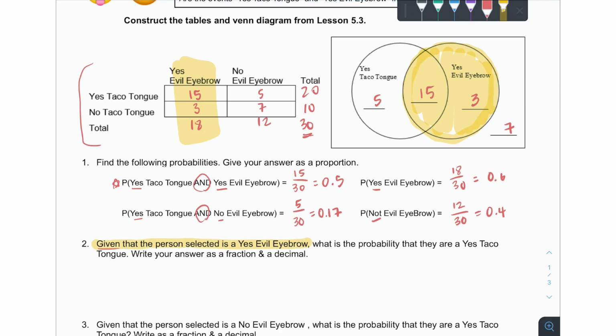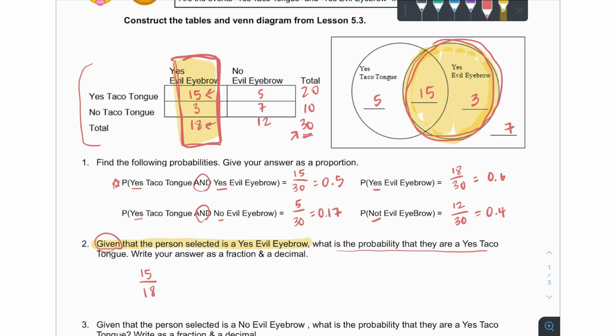Given that, out of that group of people, what is the probability that they are a yes taco tongue? If I'm only looking at this column, I can see that 15 of the people could do a taco tongue out of 18 people total. Again, I'm no longer talking about that total of 30 people. I'm talking about just the ones who can do an evil eyebrow because that is what was given. In the Venn diagram, only looking in that circle, these 15 are the ones who can do a taco tongue, and there's 18 total in that circle. 15 out of 18.